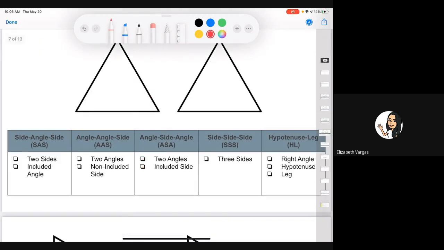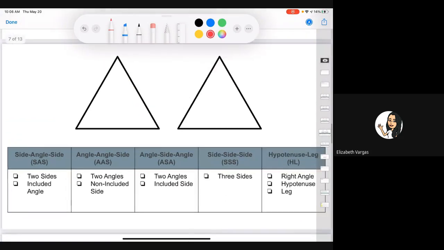Okay. Next, the other one, this one's pretty straightforward. It basically says that all three sides must be congruent to all three sides. So if I can prove that all the sides are congruent to all the sides of the other triangle, then I can prove that those two triangles are congruent. You can see how those three sides compare to each other, and so I can prove that all three sides are congruent. So I can use the side side side theorem to prove those two triangles are congruent.